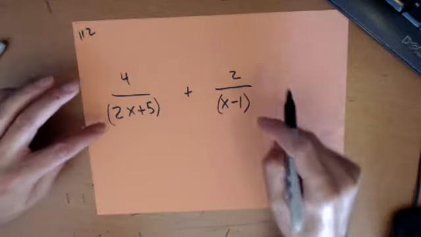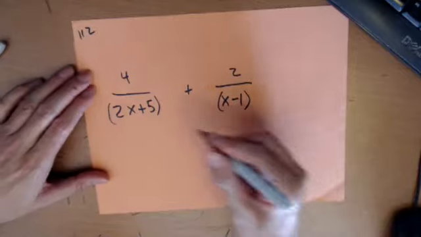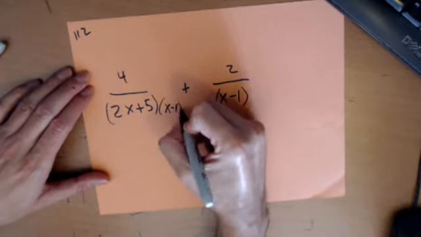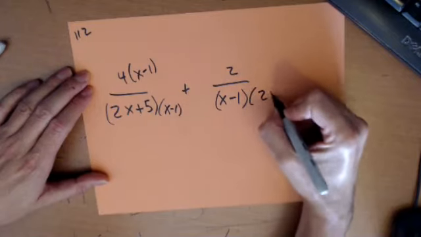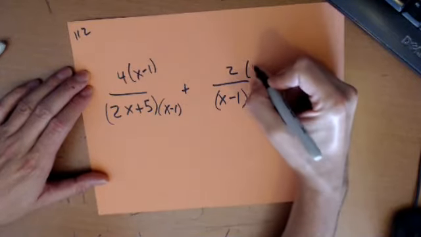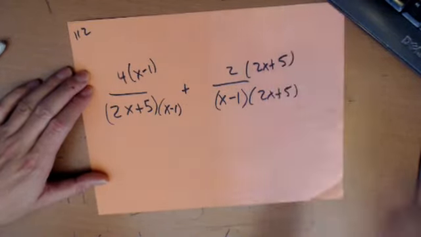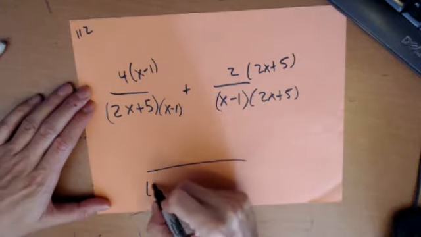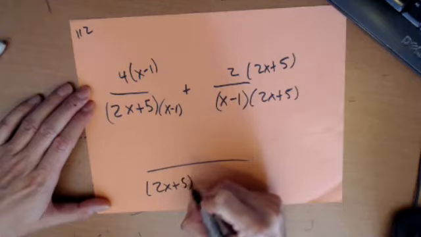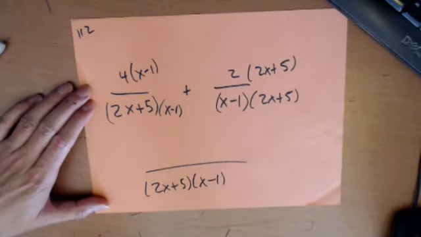So the common denominator would be 2x plus 5 times x minus 1. So this guy needs an x minus 1, so put an x minus 1, top and bottom. This guy needs a 2x plus 5. Bottom's the same. Cool, so that means we only need to write the bottom one time. This is a much better explanation.